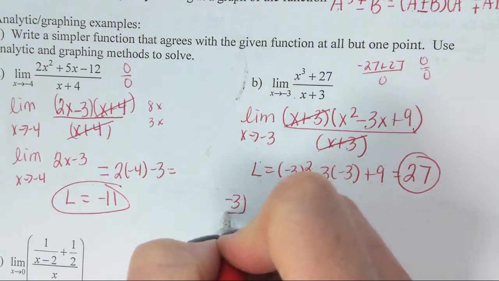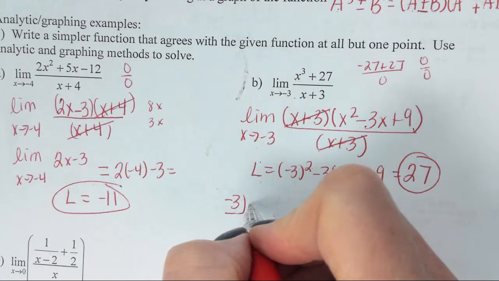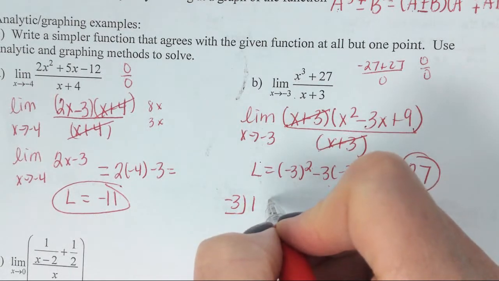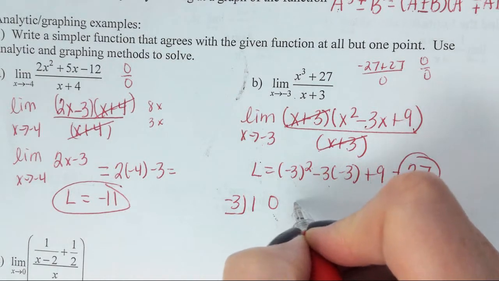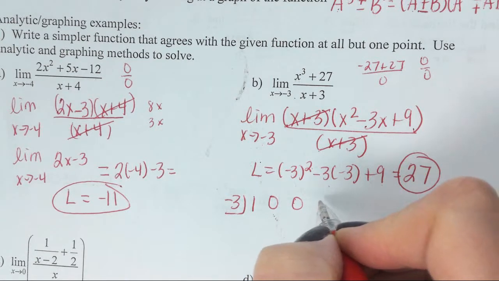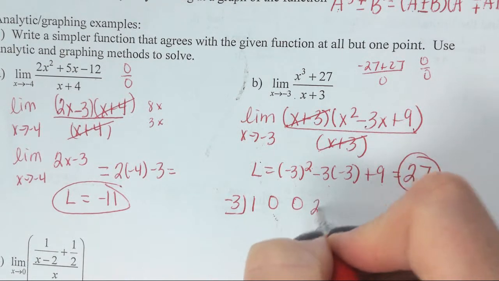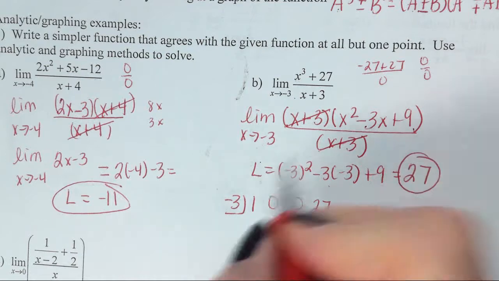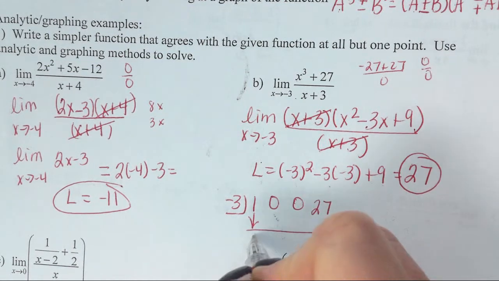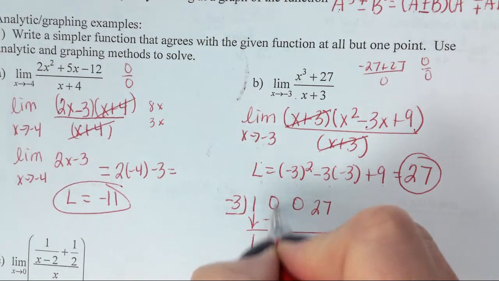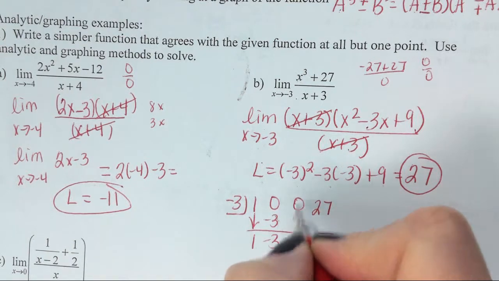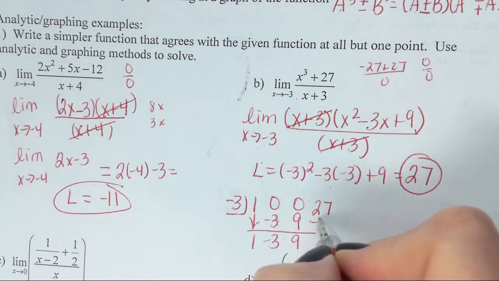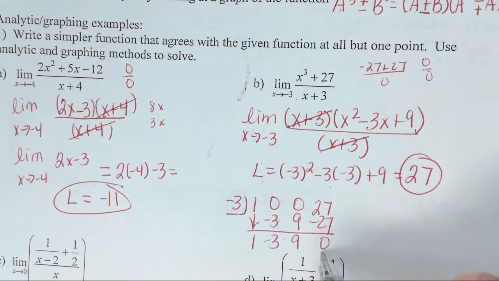Well, it's negative 3. I put my coefficient of x to the third is 1, coefficient of x squared is 0, coefficient of x is 0, and then the last constant is 27. Synthetic division, I bring this down, I get 1, multiply, add, multiply, add, multiply, add. This is always the remainder. So what that means is that it factors evenly.